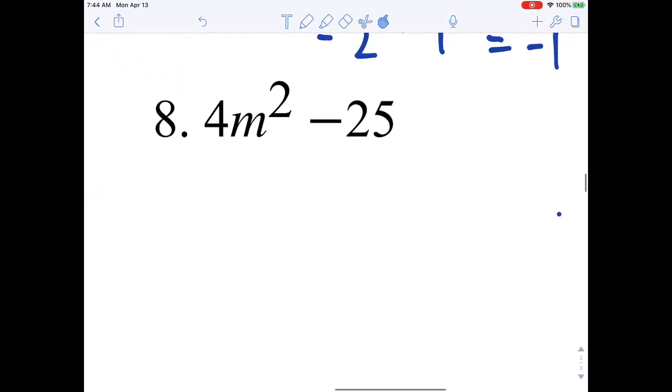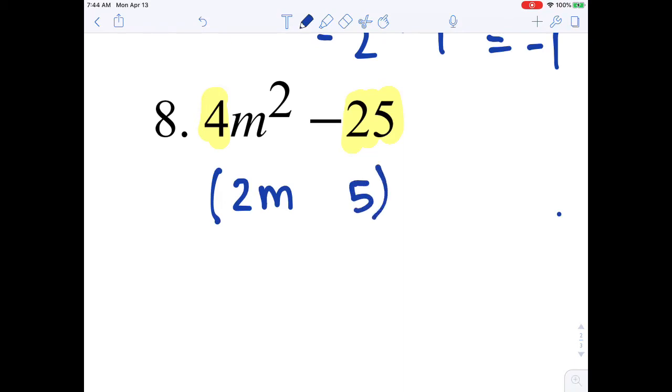And this one, 4 is a perfect square, 25 is a perfect square. So we have a difference of 2 squares. Square root of 4 is 2. Square root of 25 is 5. So I have 1 plus and 1 minus.